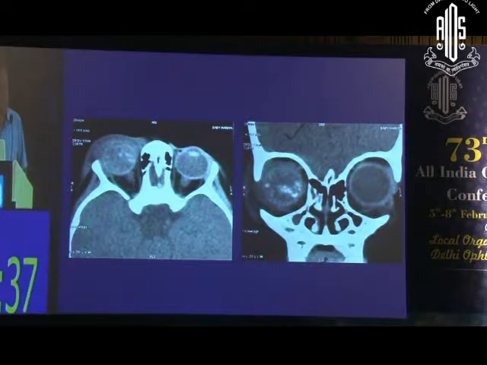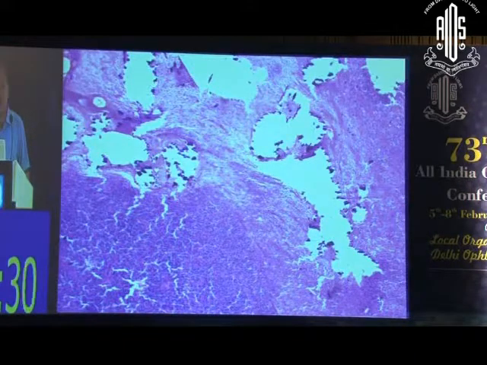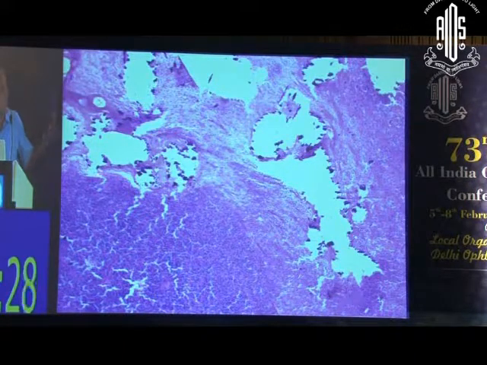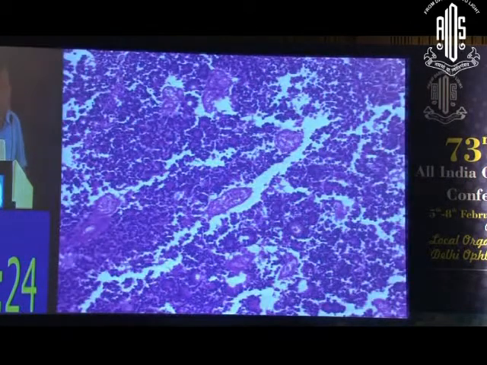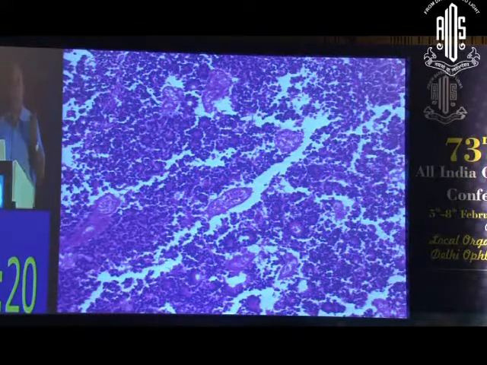Okay, now this is a scan from another patient with retinoblastoma. What is this? Very good. Now this is how calcification looks under the microscope. You have these blue flakes. Now these are very classical of retinoblastoma. Can anyone tell me what this is? Very good. These are rosettes.